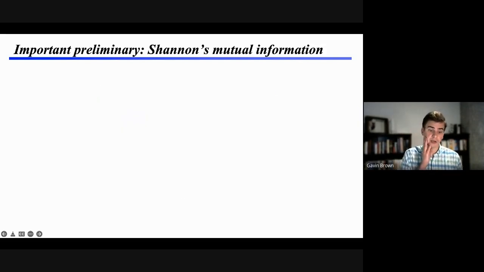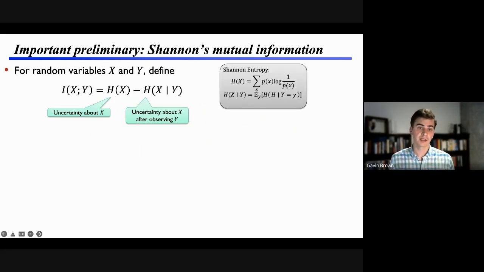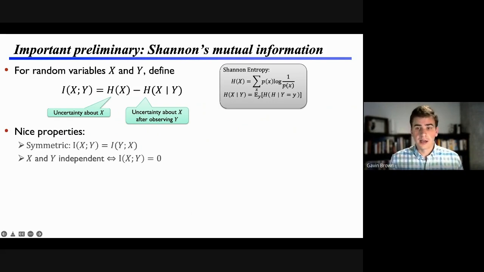Before I state our theorem, I need to give a very important technical tool, which is defining Shannon's mutual information. That's how we're going to quantify information today. For random variables X and Y, we define their mutual information as the difference in the uncertainty about X minus the uncertainty about X after observing Y. Now, these are entropy terms. If you haven't seen entropy before, the definition is on the right-hand side. But it's not so important. You can just think of it as a measure of uncertainty in a random variable. It has a number of nice properties. For instance, it's symmetric, and X and Y are independent if and only if the mutual information is 0.